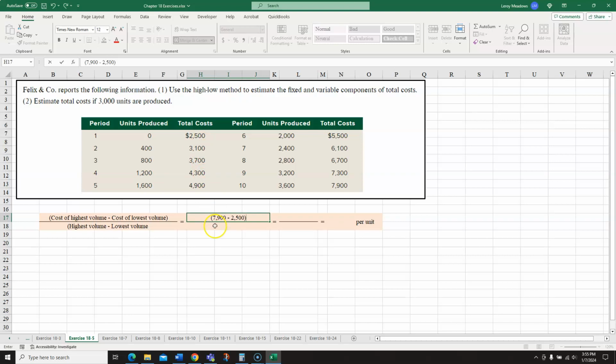Then I'm going to take that number and divide it by the difference between the highest level of volume and the lowest level of volume. So I'm going to take my 3,600, which was my highest level of volume in units produced, and subtract my lowest level of activity, which is 0.